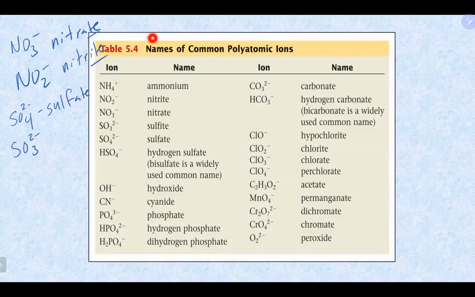SO3 2- would be sulfite, ITE. So usually the one that has the most oxygens in a group of 2 will end in ate. And the one with the least number of oxygens in a group of 2 will end with ite, ITE.